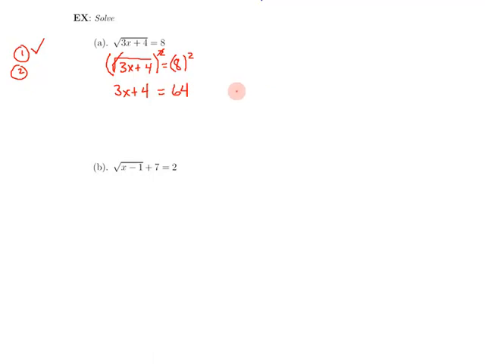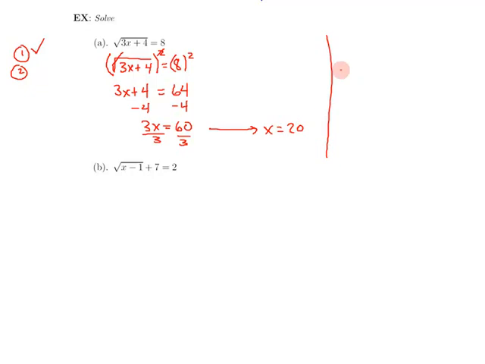Now we have managed to eliminate the radical, and this is a simple problem to solve. We simply get x by itself because it is a linear equation. So subtract the 4 across, we have 3x is equal to 60. Divide both sides by 3. That leaves me with x is equal to 20.